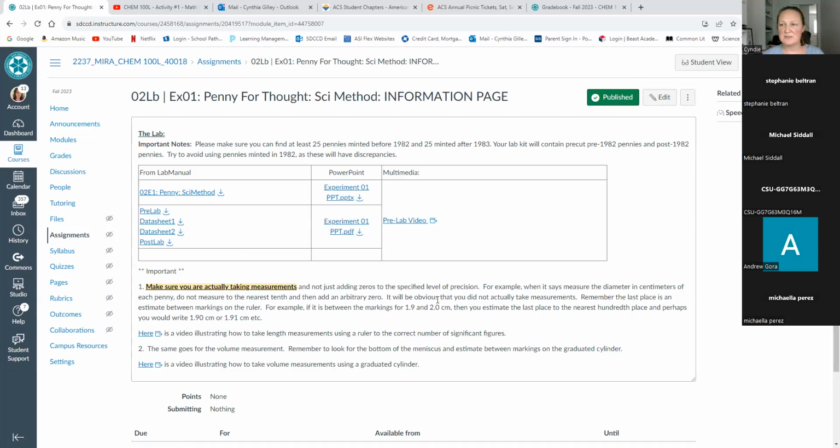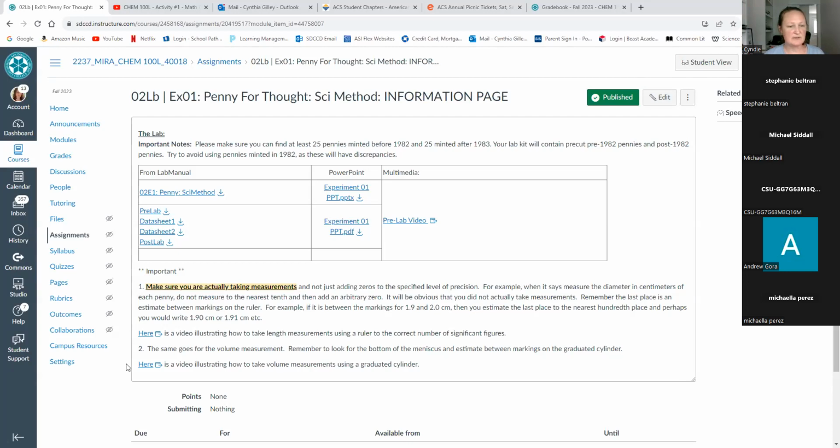Don't just add random zeros at the end, because I might say, give me the number to the nearest hundredth, right? So don't just write 1.90 for everything. If there's a 0 for every single thing, I'm going to think that you didn't measure it, right? Because sometimes it might be 1.91, where you're estimating that last number. So I can tell if people are actually taking measurements or just making up data, okay?